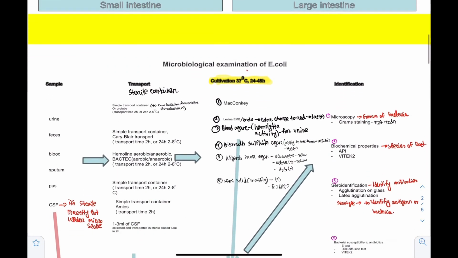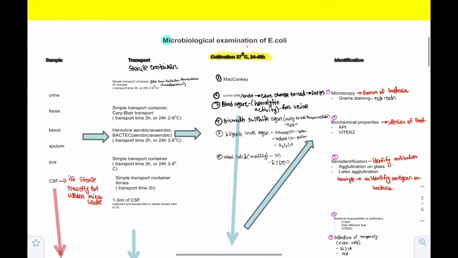Then let's come to the diagnosis of E. coli. To diagnose E. coli, we need urine, feces, blood, sputum, pus, and CSF. You need to remember one thing: in our body, blood and CSF, the cerebrospinal fluid inside our spinal cord, these two liquids are the most sterile.